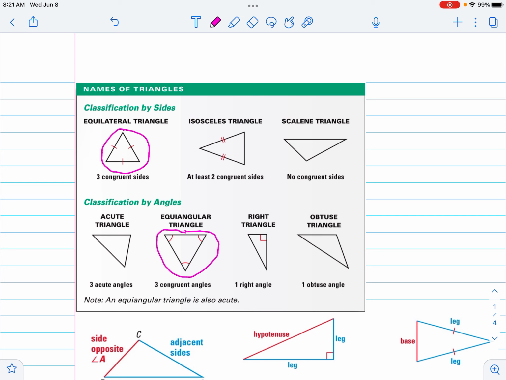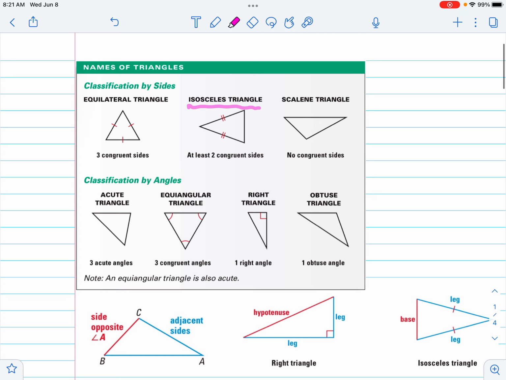Now, if two sides are the same length, two sides are congruent, then we call that an isosceles. Here is an example of an isosceles. You see the two sides are the same length. That's at least two sides congruent. You could have three sides congruent, but as long as you have at least two sides congruent, we call that an isosceles.